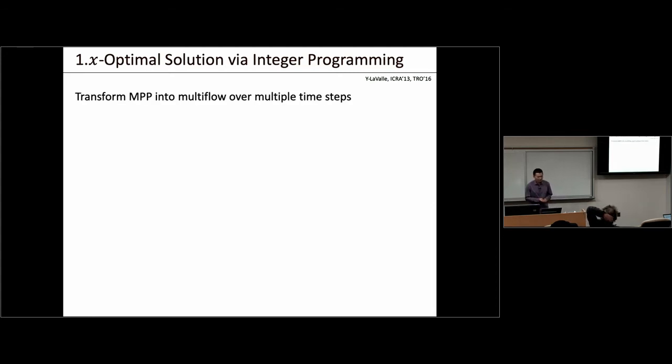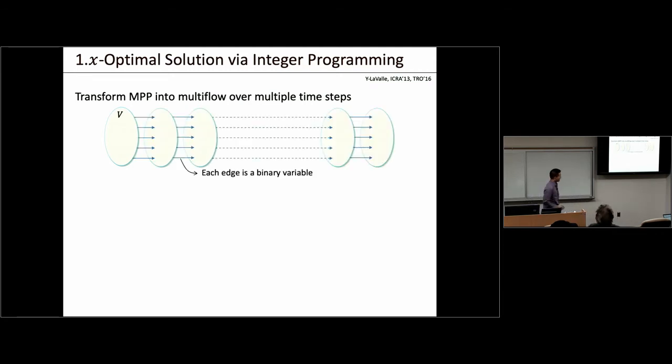So what we did was we transformed the multi-robot path planning problem to a multi-commodity flow problem over multiple steps. Roughly, we take the original graph, make a bunch of copies of it, and chain them over time. Each edge, which is carefully constructed, represents a binary variable. If an edge is set to 1, it means it's used by a robot to go through that edge at that time. If the variable is 0, it means that edge is not used at that time.